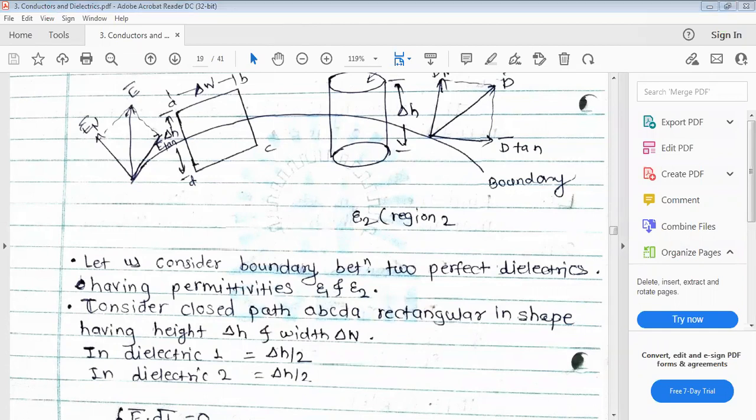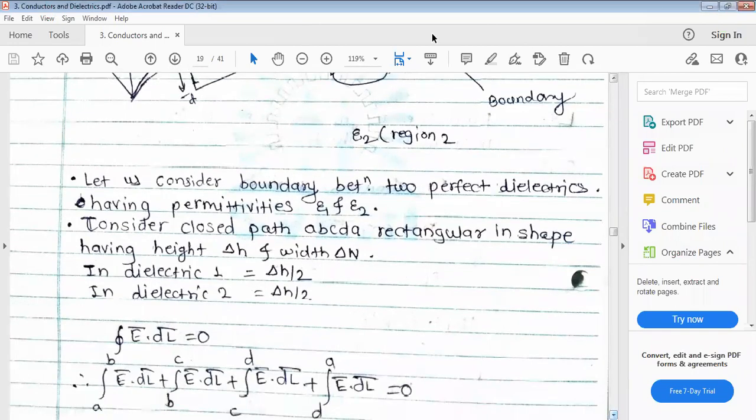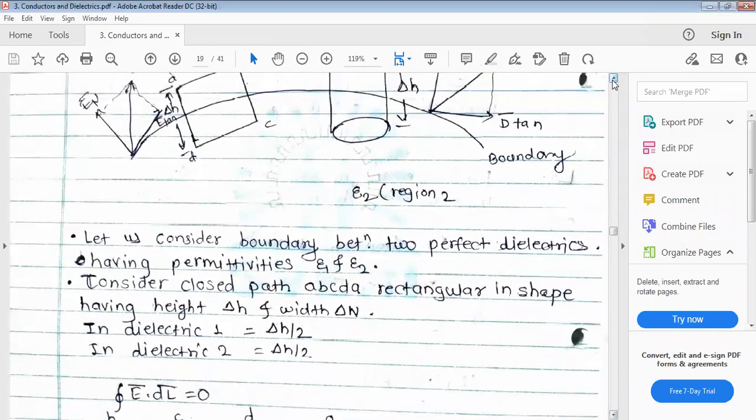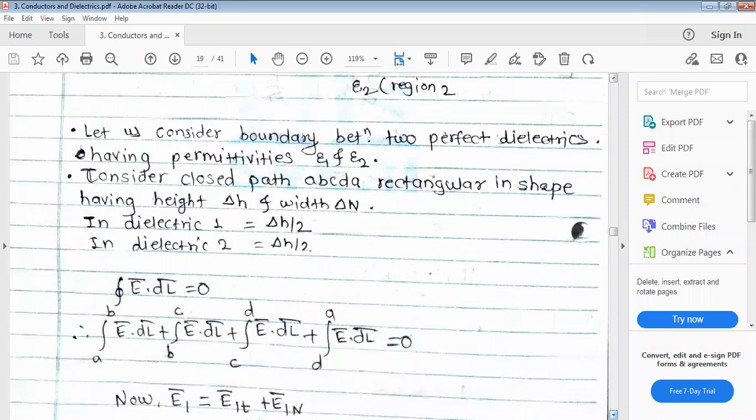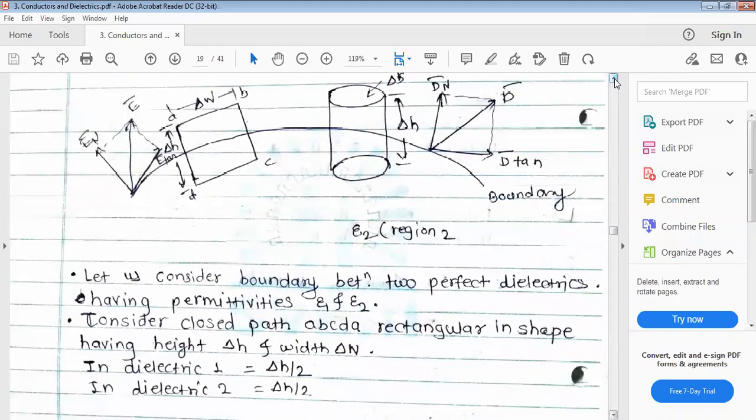Now we are applying this for the closed loop A, B, C, D, A. When we consider a closed loop, the closed line integral of E bar dot dl bar is equal to 0. We have to consider this for all the lines of this loop.